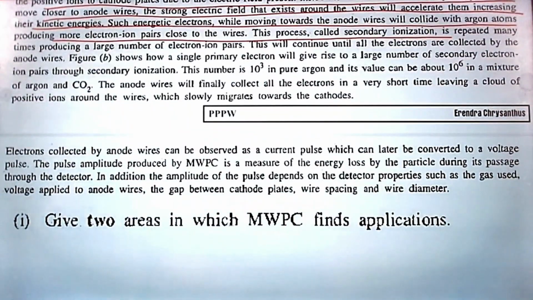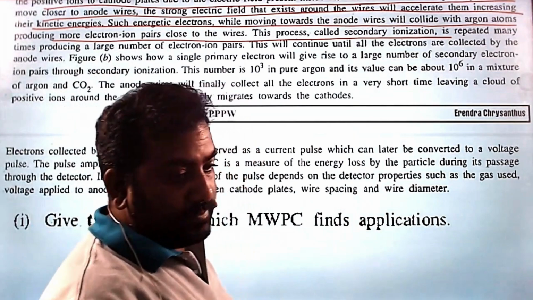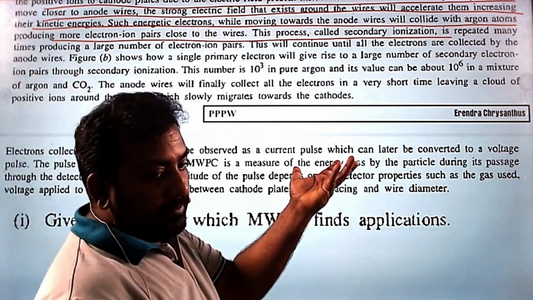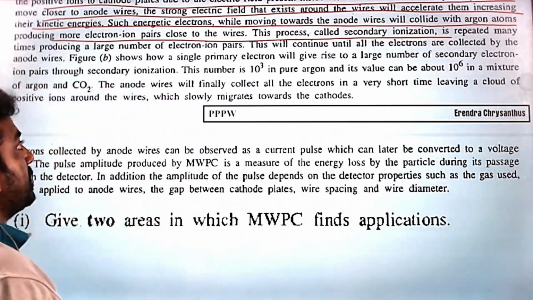So they are asking you, why does it slowly travel? One reason may be positive charges have a slow speed. So you can write that positive charges will have a slow speed. Next reason: the weight of the positive ions is larger.